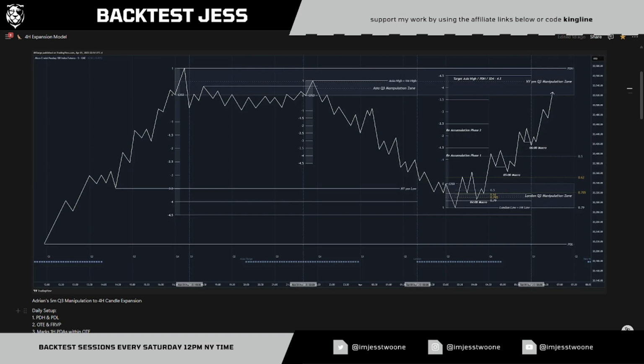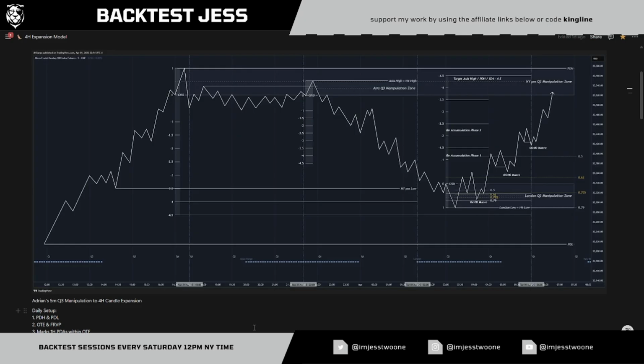Now, we are also marking fixed range volume profile in the same direction. I don't think it matters what direction you actually mark it in, but we would mark fixed range volume profile as well. Then we're marking the 1 hour PD arrays within OTE. Now, this is what builds context for our entire day.